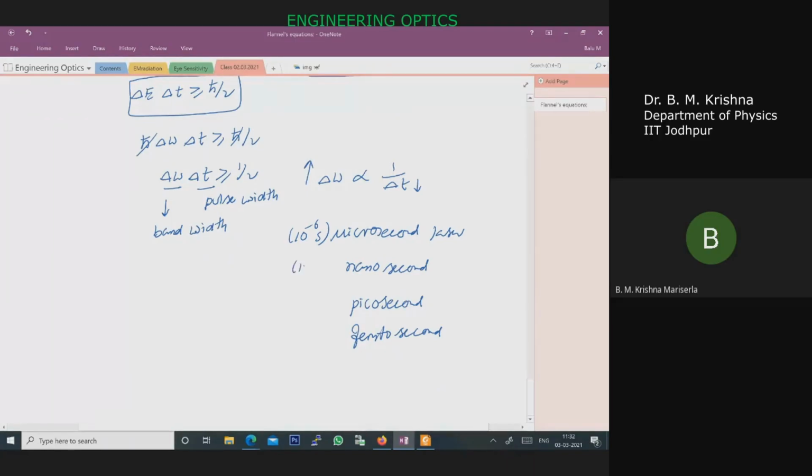Nanosecond laser means the pulse width is in terms of nanoseconds. It can interact for a few nanoseconds with the material. Picosecond is 10 power minus 12. Femtosecond is 10 power minus 15 seconds. So with these lasers, you are achieving a time resolution. This basic Heisenberg relation gives the information that if the light has frequency components, delta omega, much higher, then you can produce short pulses or ultrashort pulses.